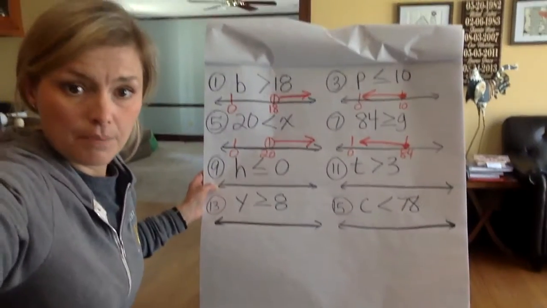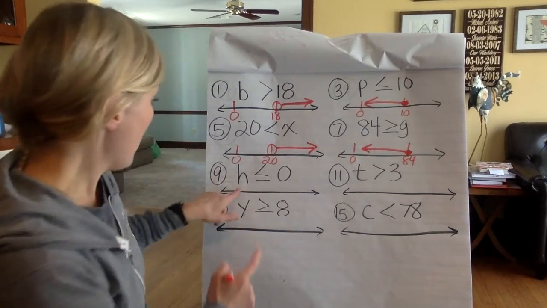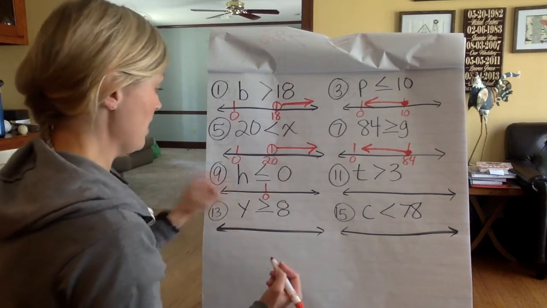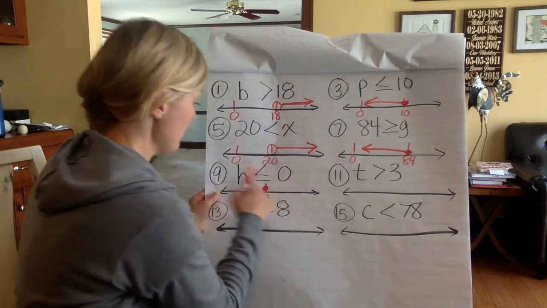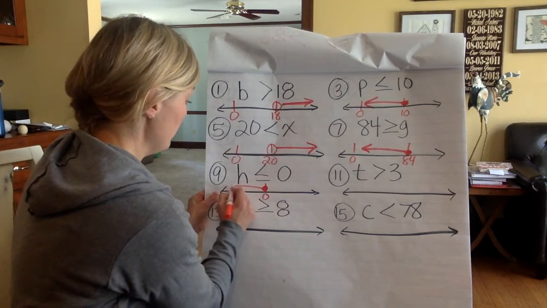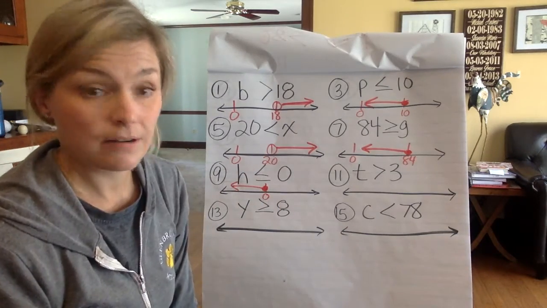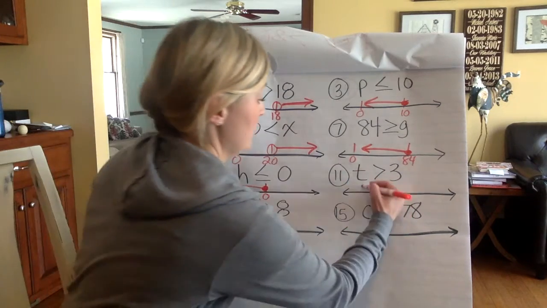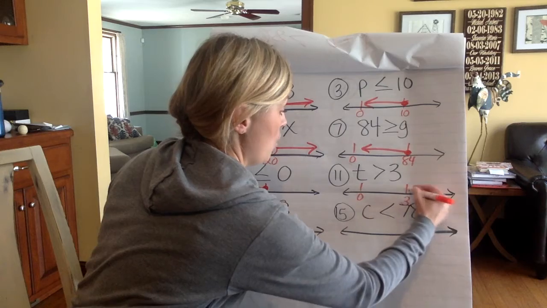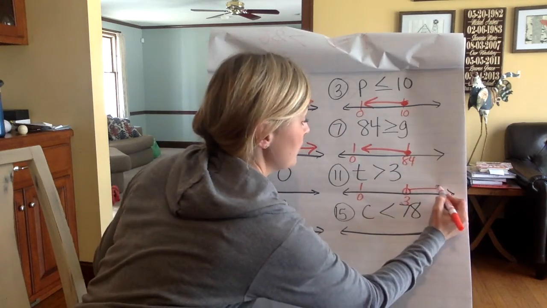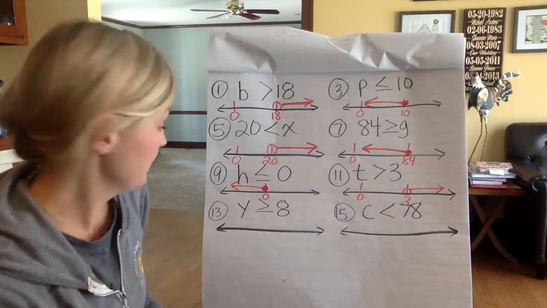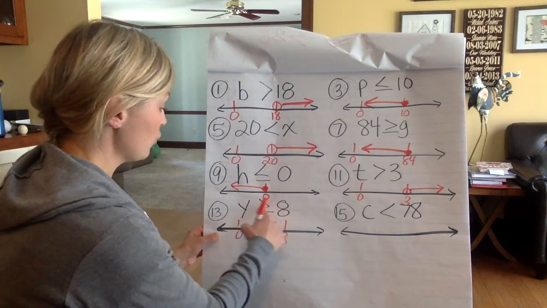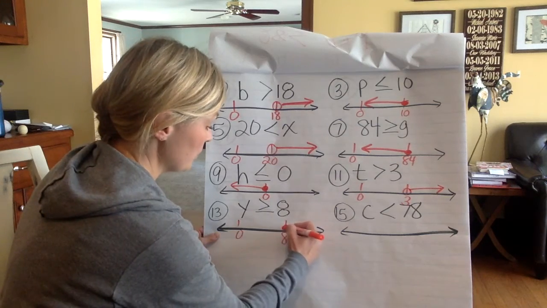Okay, in number 9, okay, I've got h is less than or equal to 0, okay? I'm going to have a closed dot at 0. h is less than or equal to. That means it's off to the left. In number 11, t is greater than 3. So again, I'm going to have an open circle. t is greater than 3. That's off to the right. Okay. In 13, we've got y is greater than or equal to 8. That is a closed dot.